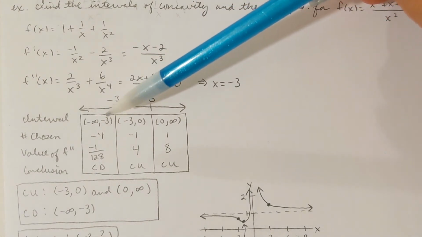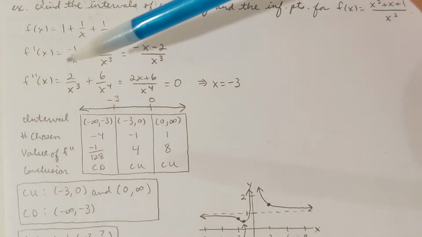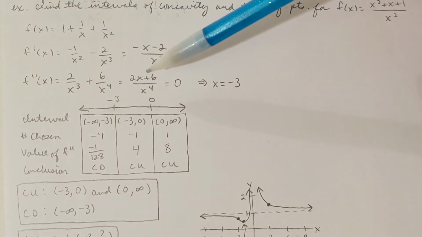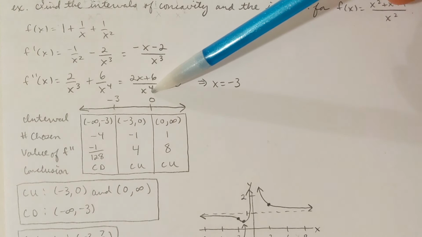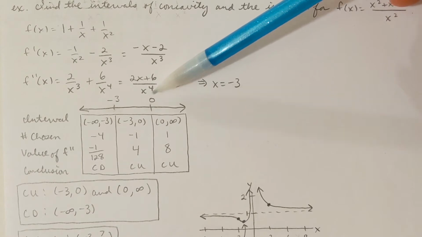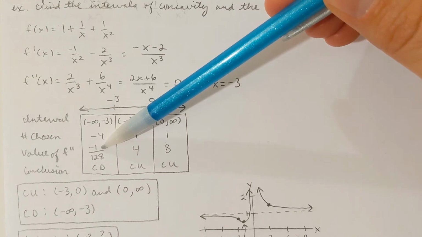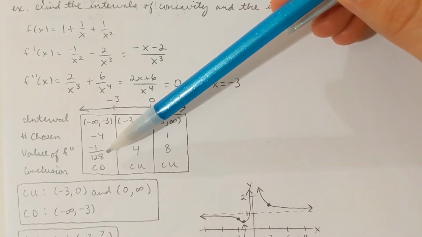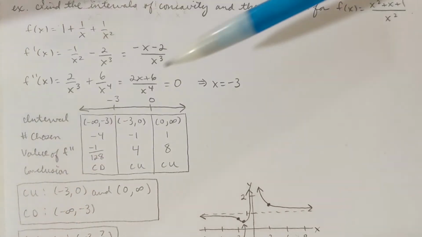So in the first group, I need a number less than negative 3. If we use x equal negative 4 and we plug that into f double prime, then we're going to have, let's see, 2 times negative 4 is negative 8, plus 6 is negative 2. Divided by negative 4 to the fourth would be 256. Okay, negative 2 divided by 256, when you reduce that, would give you negative 1 over 128. That's a negative. And so because f double prime ended up being a negative, I know I'm concave down on that part of the graph.